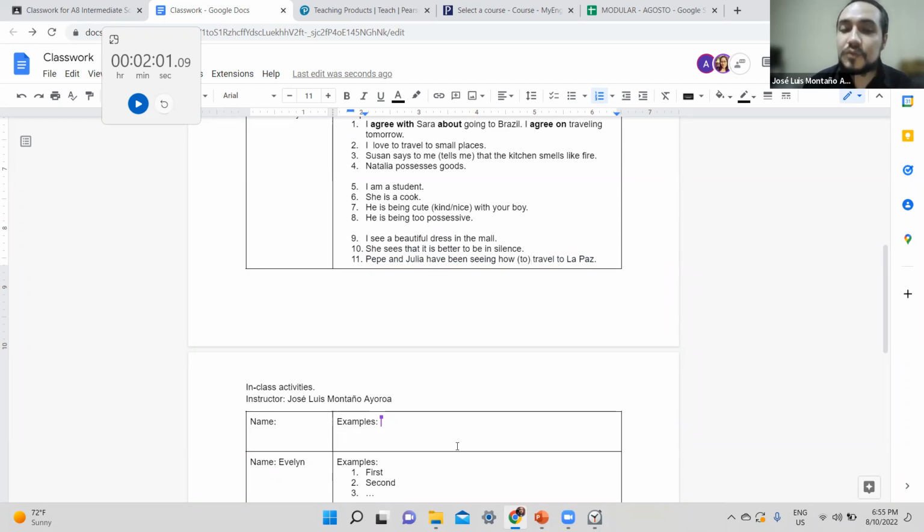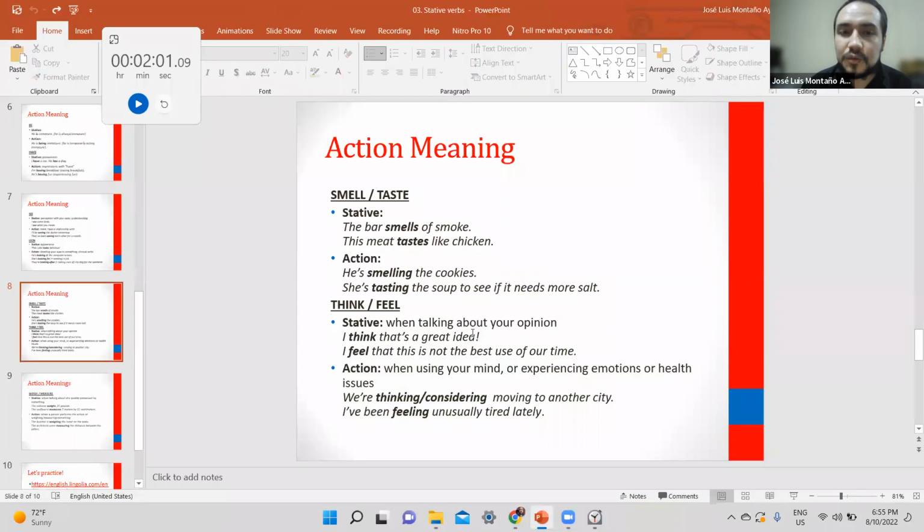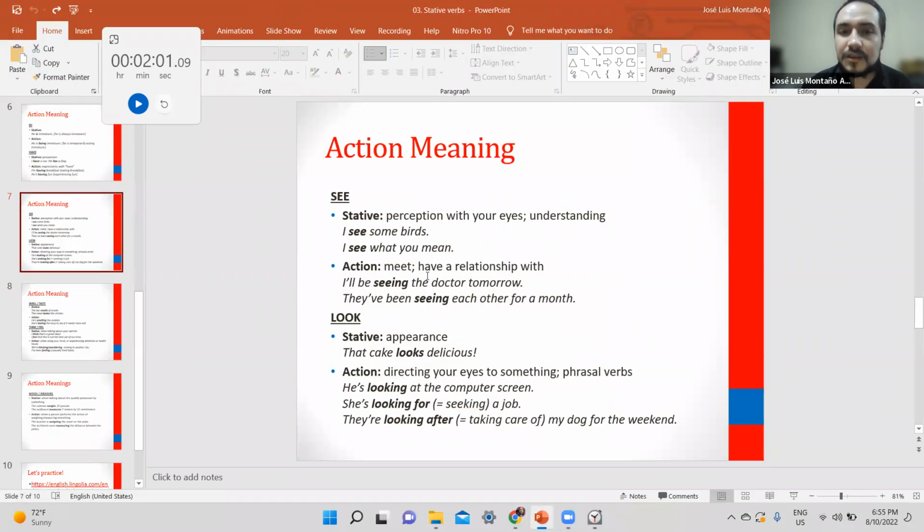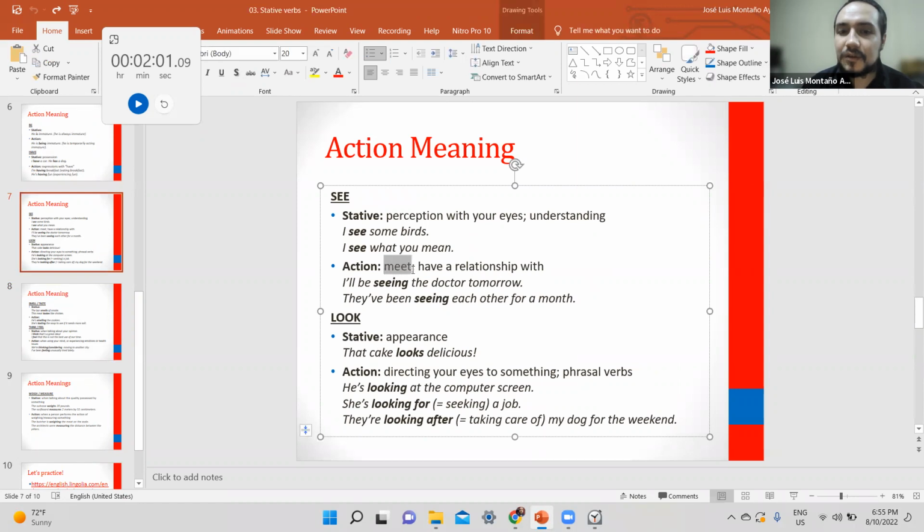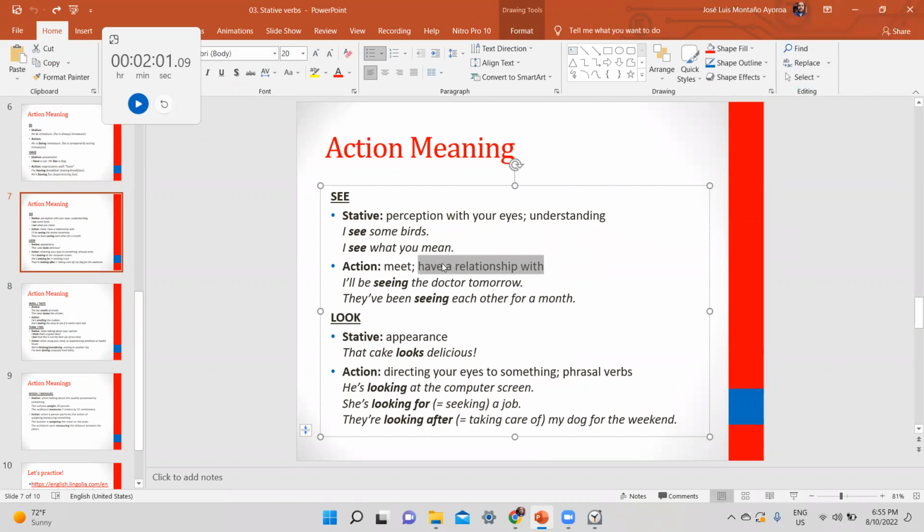But if you want to use it with one meaning, we're going to write only one more example, please, Evelyn. This one is correct, but what extra example can you give me with one of these meanings? It can be meet, an encounter, or to have a relationship. What final example can you give me? Okay.